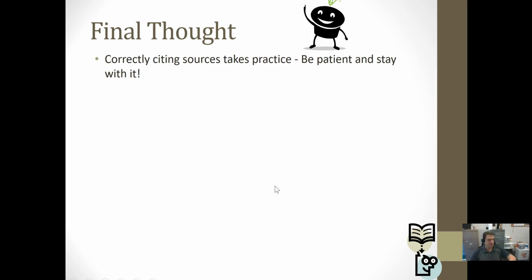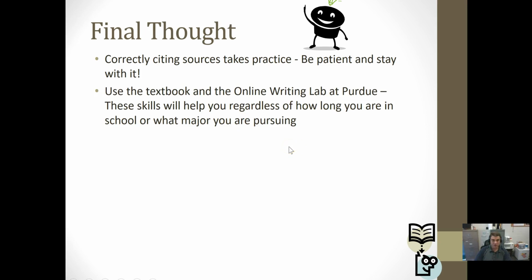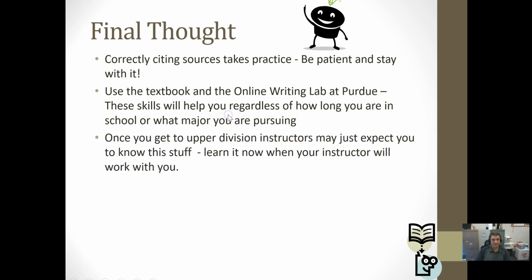Okay, so final thought. Correctly citing sources takes practice, so be patient and stay with it. Use the textbook and the online writing lab at Purdue. These skills will help you regardless of how long you're in school or what major you're pursuing. There's a reason why English 101 is required for everybody. Okay? It's because these are skills you're going to need in other classes.